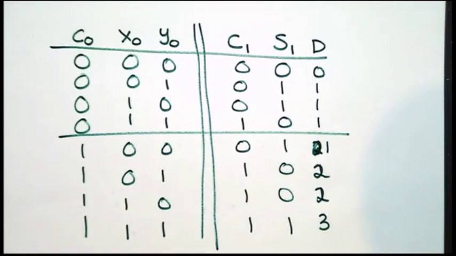I'm hearing some corrections, but the 4th row? Oh, okay. That should be a 2. The 4th row should be a 2. Okay, good. Thank you for catching that.